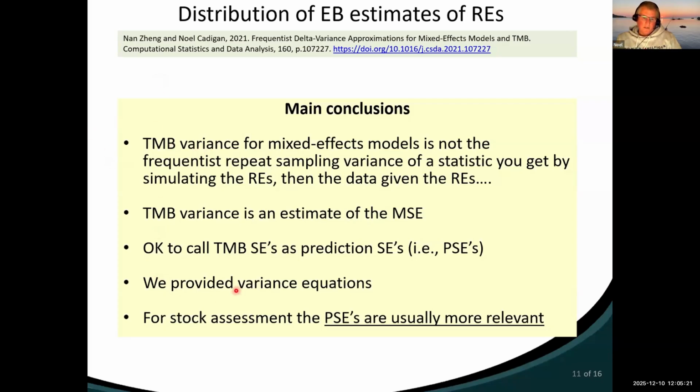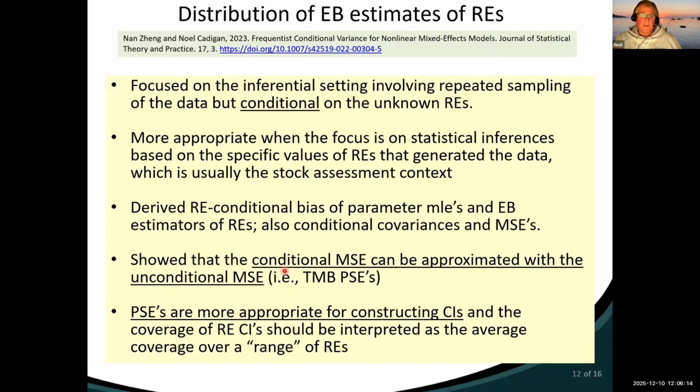But in this paper, we provided variance equations, and the variance will be much larger than the TMB variance because, if you simulate the random effects and then the data given the random effects, it introduces a lot of variation. We give an equation for that, but for stock assessment purposes, we conclude that the prediction standard errors that TMB provides are usually more relevant. This frequentist sampling variance that we developed is not really informative in the stock assessment context, but there are some situations where it would be informative. Okay, so that's that one.